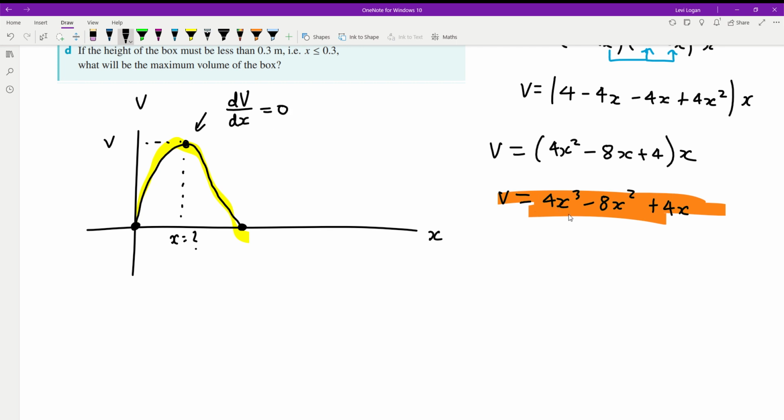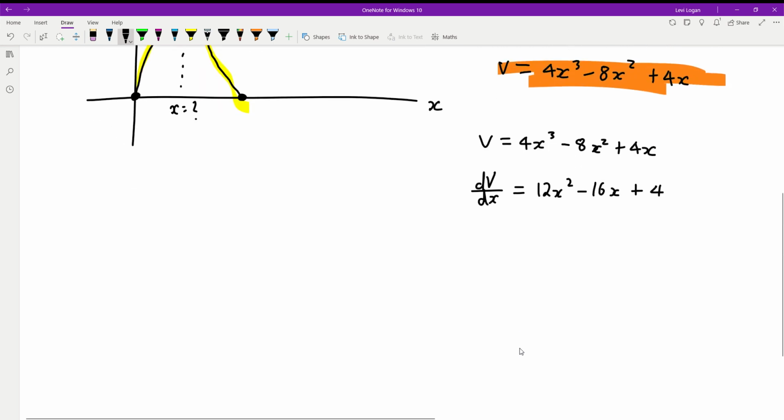Okay, so we got v here, so we have v equals 4x cubed minus 8x squared plus 4x. Now we're going to differentiate this, so you get dv dx equals, bring that 3 down the front, so we're going to do the power rule for each of these here. So 4 times by 3, that's going to be 12. Subtract the power by 1, so you get squared. Bring that 2 down the front, so you get minus 16x, and then you get a plus 4 there, okay?